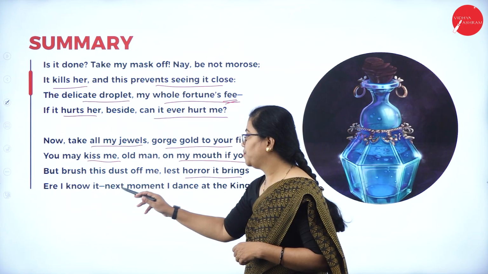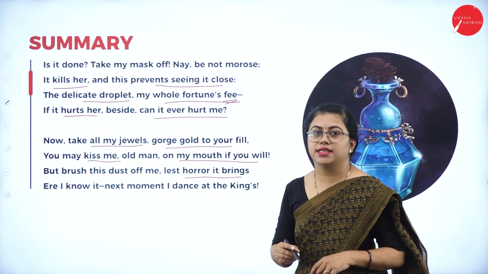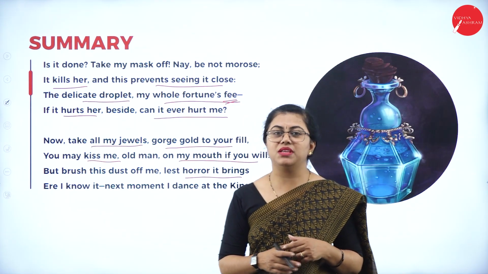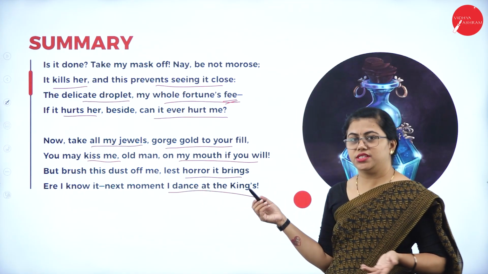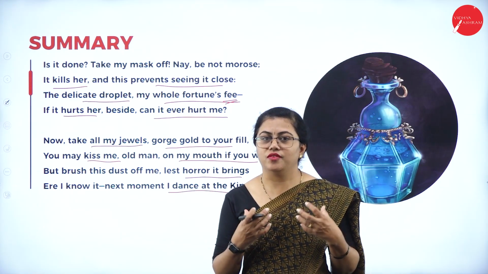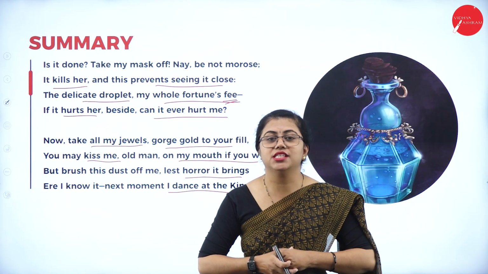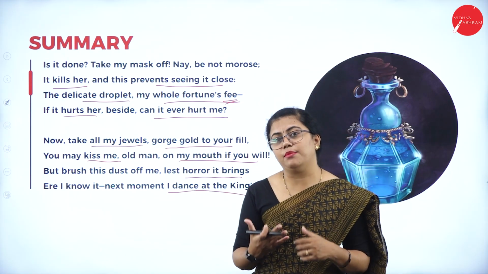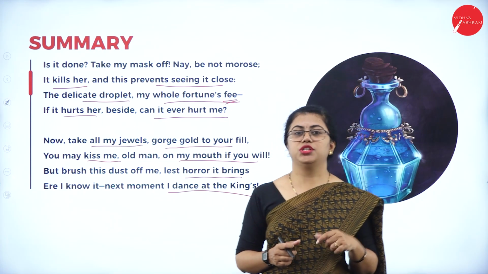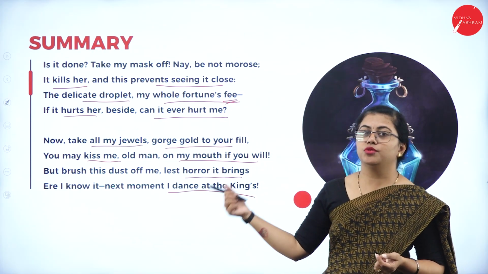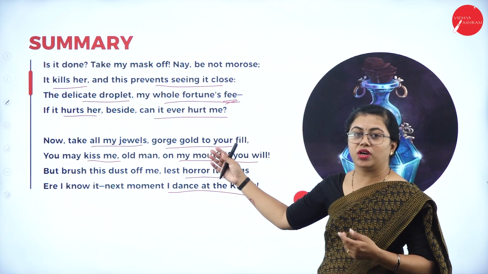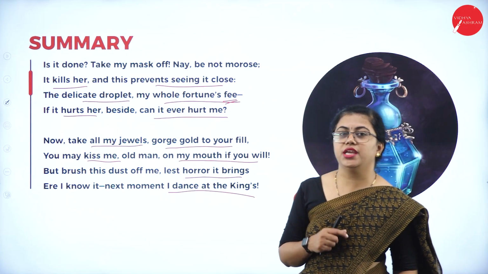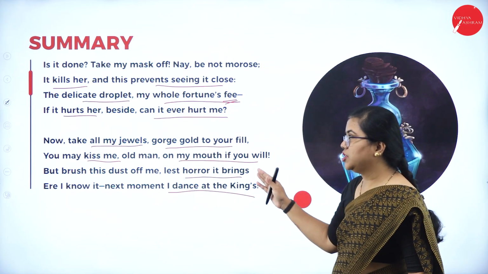Ere I know it, next moment I dance at the king's. My conscience is hurting. The moment I get rid of it from my consciousness, I'll start dancing at the king's. It means I'll go back to my work normally, is what she talks about over here. Fine. But she is feeling very guilty that she is killing a lady. She is not able to get rid of that crime, the feeling of crime what she is there. She is not able to get rid of the guilt that she is facing. So she is requesting the person, she is begging the person who has prepared the poison, to take away everything, whatever she has. She is ready to sacrifice herself also in order to get rid of the guilt that she has in her heart. So she tells all this to the old man now.